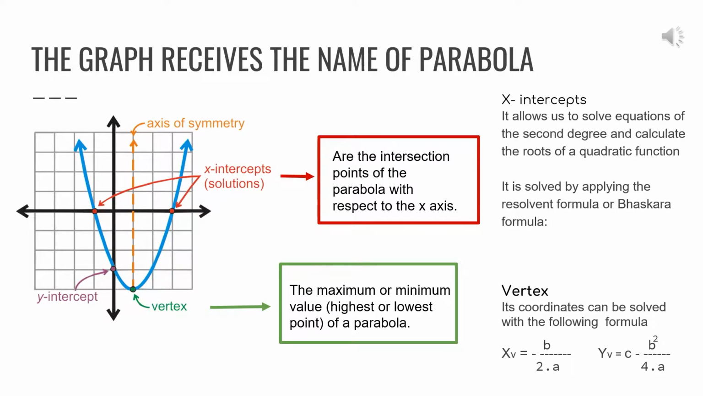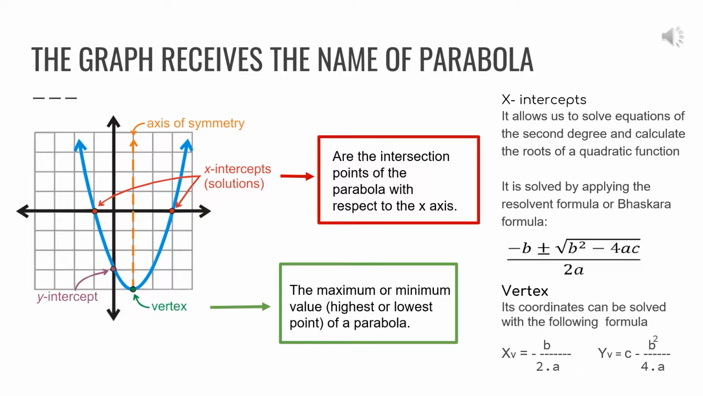The graph received the name of parabola. X-intercepts are the intersection points of the parabola with respect to the x-axis. It allows us to solve equations of the second degree and calculate the roots of a quadratic function. It's solved by applying the resolvent formula or Bhaskara formula.